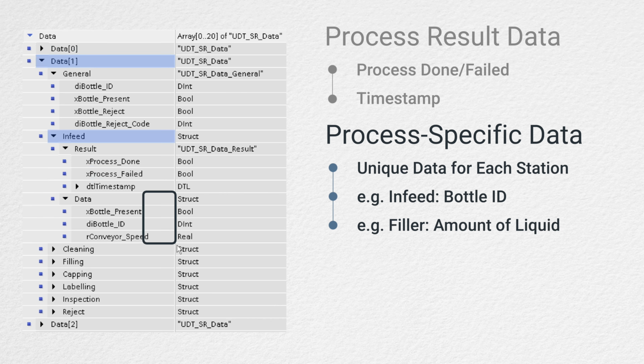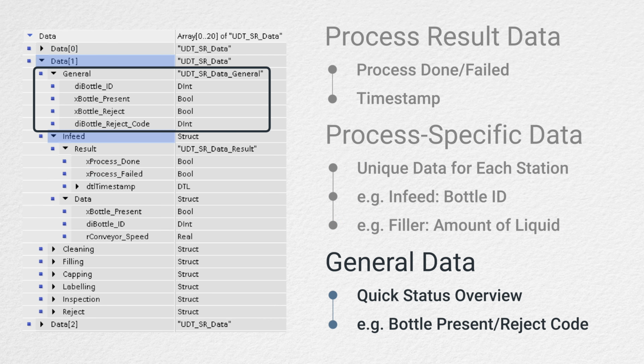And here's a little insider tip. It's a great idea to include a general section in your UDT. Think of it as a quick status overview. Basic stuff like whether a bottle is present, if everything has gone smoothly so far, or if a reject code was triggered. That kind of general overview data gives you a quick snapshot of each product at any position on the line and makes it super easy to set conditions for the next station down the line.